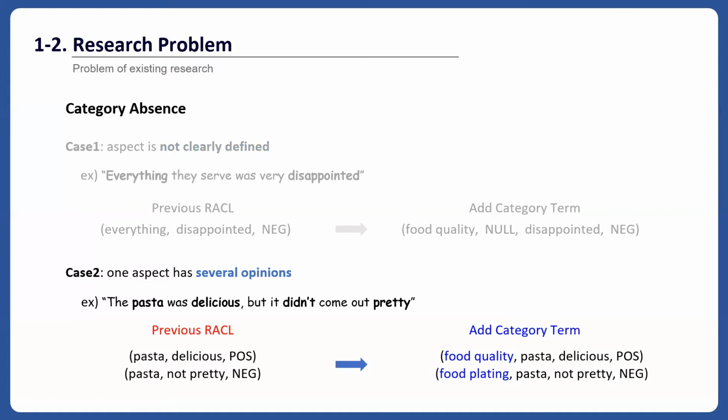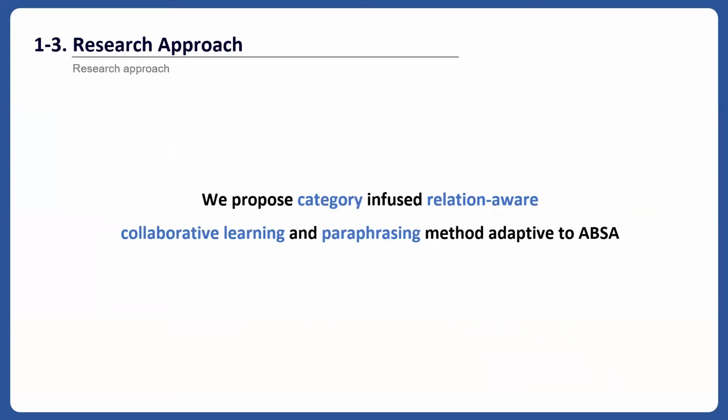Also, one aspect can have several opinions. Let's see: "The pasta was delicious, but it didn't come out pretty." Previous RACL extracts the relations "pasta, delicious" and "pasta, not pretty," but that's not enough to represent the customer's intention. But if we infuse category extraction, food quality and food plating can be extracted additionally.